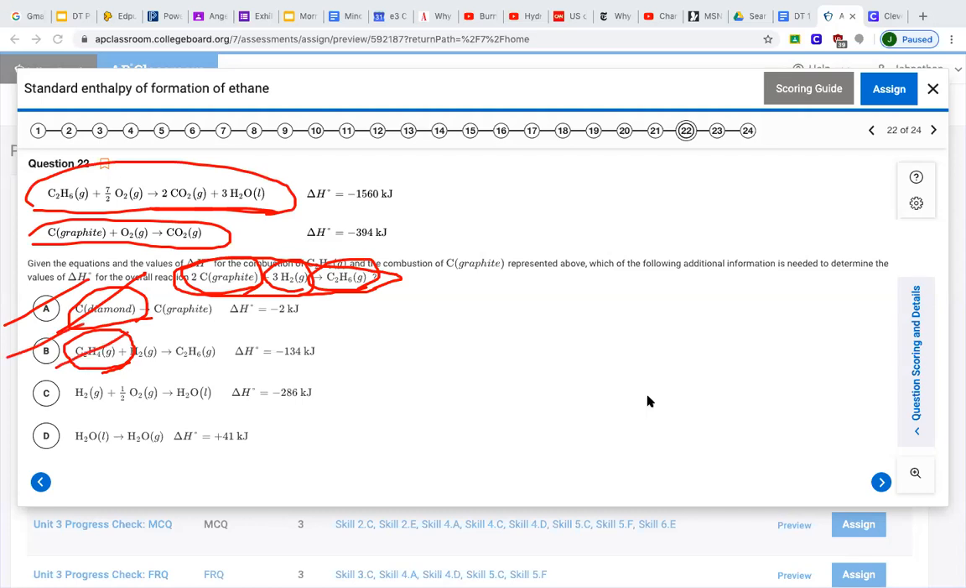C's okay because H2 and O2 and H2O are present in both of these reactions up above. So that makes sense. That's good to go. But then I don't see what I'm getting out of H2O turning into H2O, because there's no H2 there. So I've got to have H2 somewhere in my third reaction. So D is out because it doesn't have any H2. So the only possible answer is C.